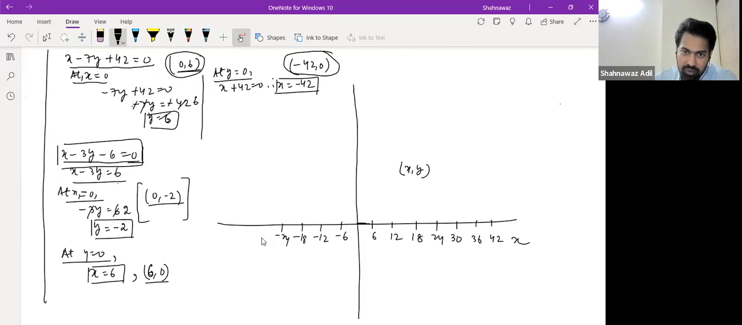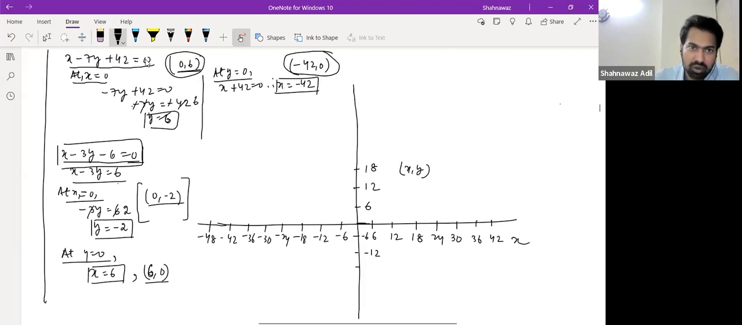And there we have minus 12, minus 24, minus 30, minus 36, minus 42, right? And in the y direction, we have only 6. So let us start this 6, 12, 18, and this is minus 6, minus 12. Or we can also draw 2 divisions in x.